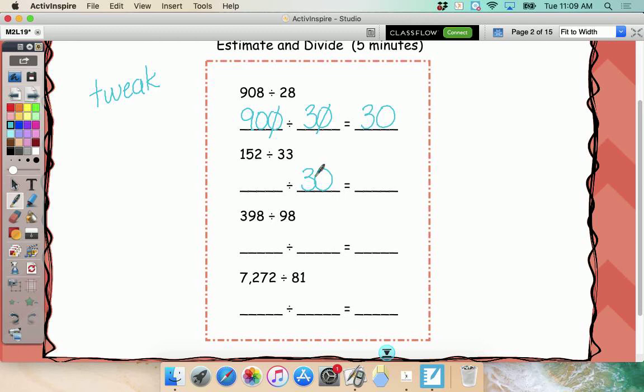Okay, so if I find a number that's better, there's a trick to doing it. Would you like to know my trick? Skip count. 3, 6, 9, 12, 15. Then add a 0. Everybody do that now. So I just skip counted by 30s.